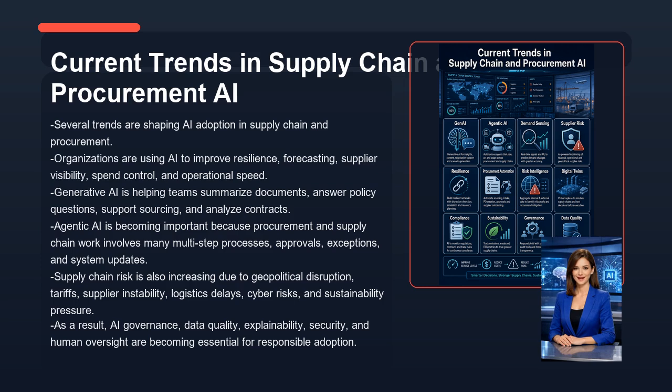Agentic AI is becoming important because procurement and supply chain work involves many multi-step processes, approvals, exceptions, and system updates. Supply chain risk is also increasing due to geopolitical disruption, tariffs, supplier instability, logistics delays, cyber risks, and sustainability pressure. As a result, AI governance, data quality, explainability, security, and human oversight are becoming essential for responsible adoption.